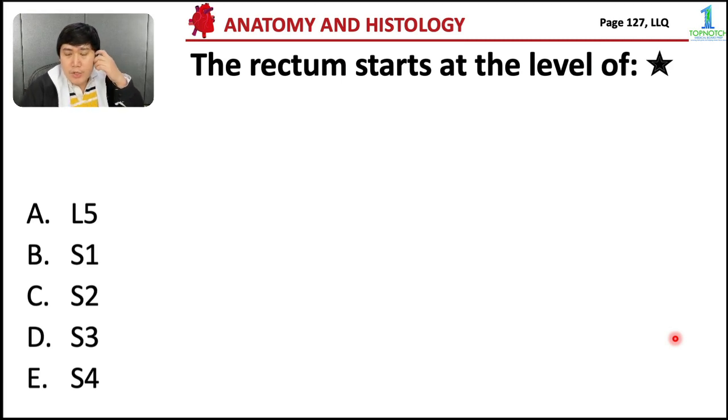Next, surface landmarks. These are a favorite in board exams. This one was also in the 2019 exam, talking about the rectum. Your rectum starts at the level of, straightforward question, S3, because it signifies the end of the sigmoid colon. So the end of the sigmoid colon is at S3, which demarcates the start of your rectum.